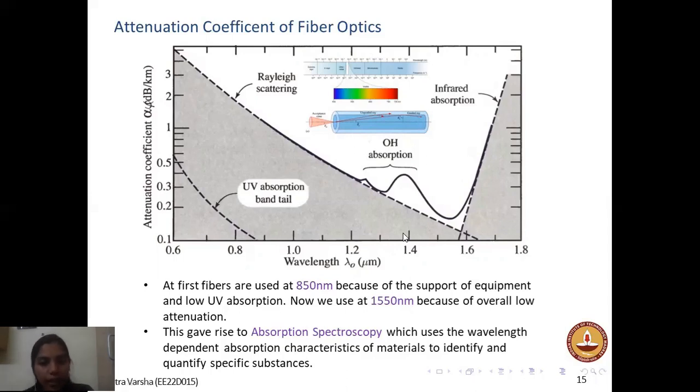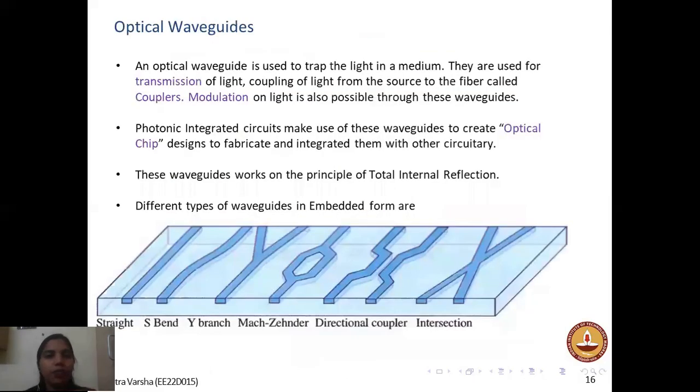Here we can see that at 1.4 micrometers, OH absorption is pretty high. That is the reason why water vapor, which has OH ions, strongly absorbs the light ray. Wireless communication doesn't use 1.4 micrometers because water vapor in the atmosphere absorbs the waves, the electromagnetic radiation.